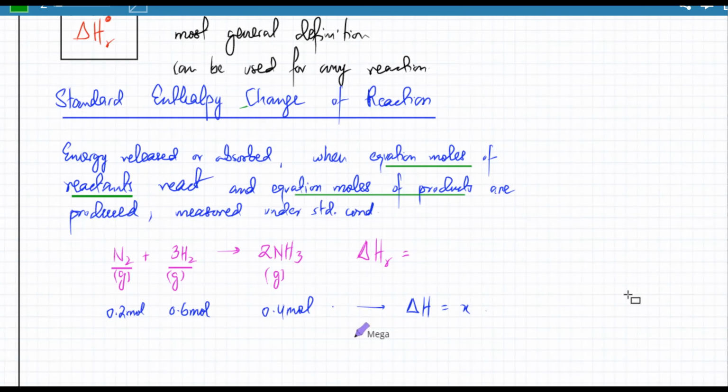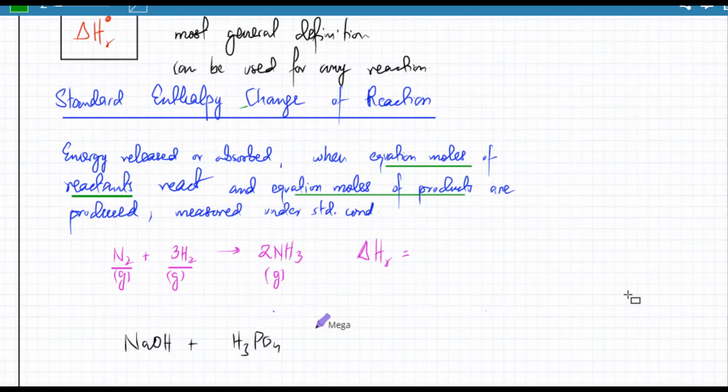Let's say I use another equation, and the equation states that it reacts with H3PO4, and it's reacting to produce H3PO4 plus CH2. So I'll do one question.